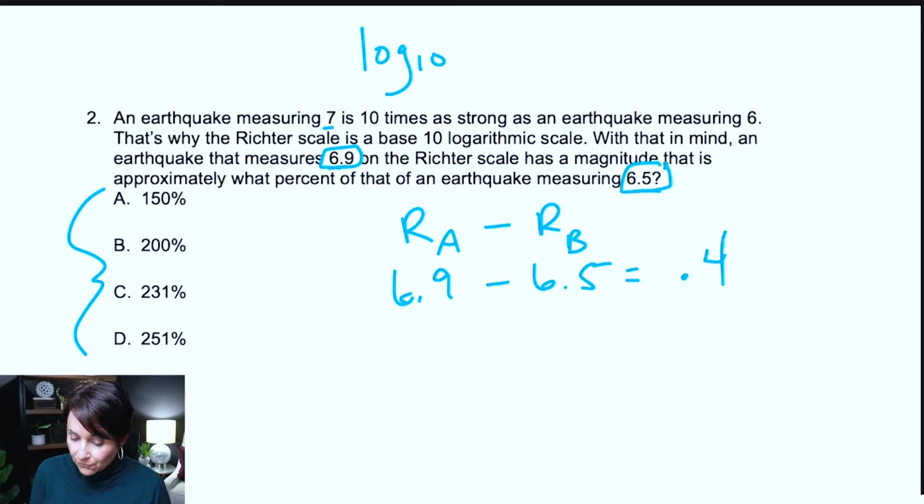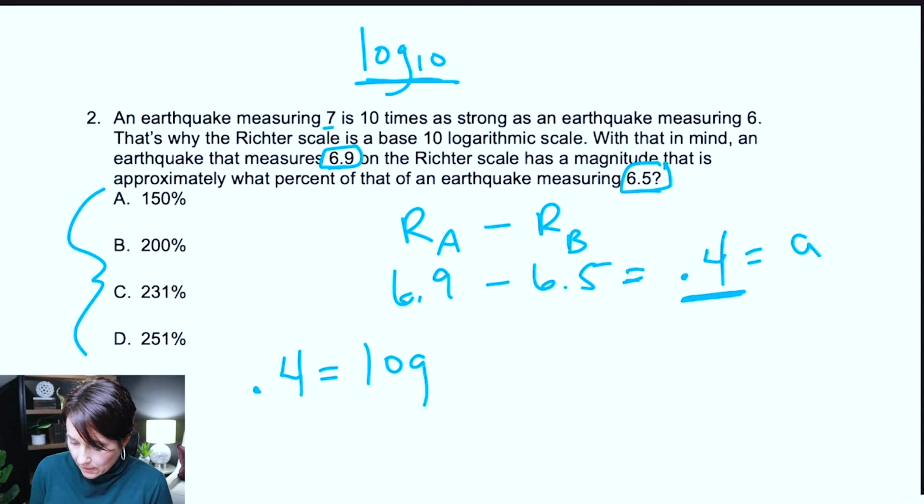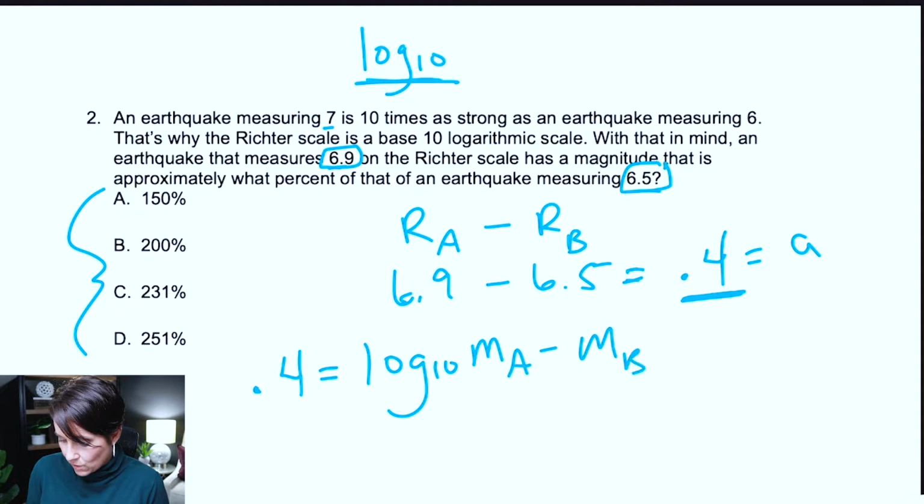Now, if we're going to write this in our logarithm, remember, 10 is the base. Now, this 0.4 here is actually log A, because what we're saying here is 0.4 equals log base 10 of the magnitude of A minus the magnitude of B, okay? Or you could do Richter A minus Richter B, but we're going to do magnitude A minus magnitude B here. Now, when we set that up, you can see that this 0.4 is after the equal sign, or equals 0.4.